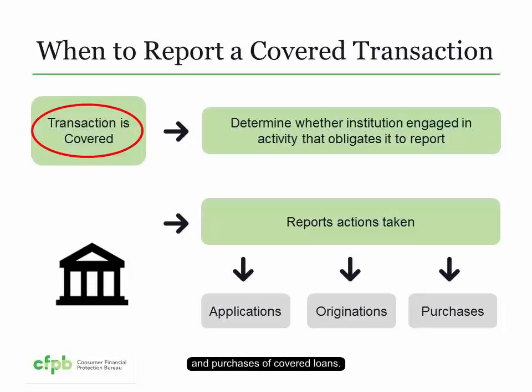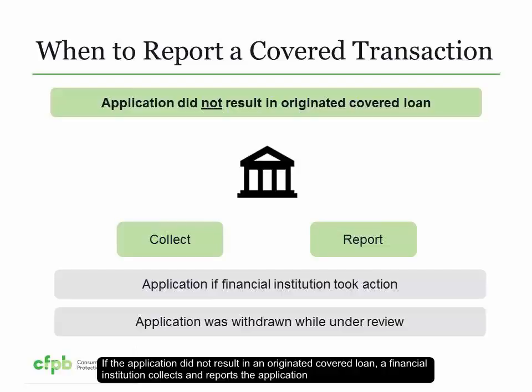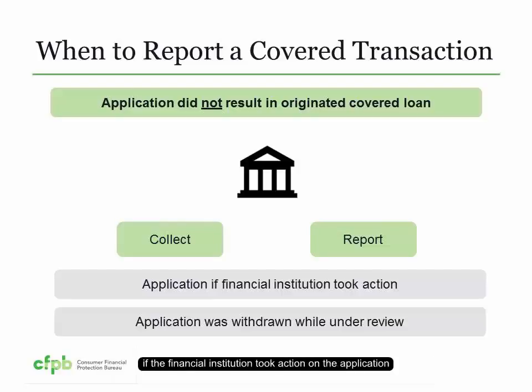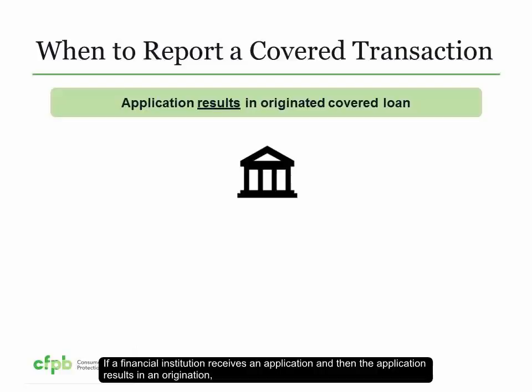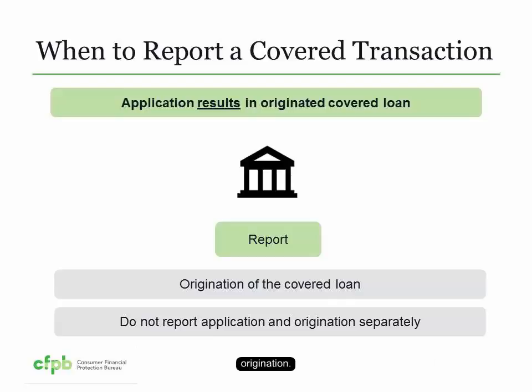purchases of covered loans. If the application did not result in an originated covered loan, a financial institution collects and reports the application if the financial institution took action on the application, or even if the application was withdrawn while the financial institution was reviewing it. If a financial institution receives an application and then the application results in an origination, the financial institution would report only the origination of the covered loan rather than reporting separately the application and the origination.